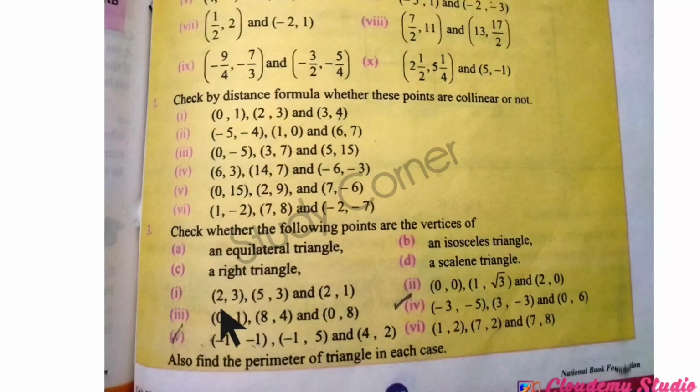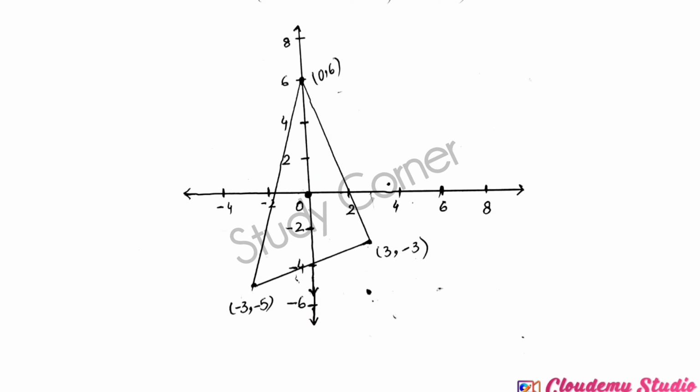Part 5, question number 3, part 4, sorry. The points are minus 3, minus 5; 3 and minus 3; 0 and 6. These are the vertices of the triangle. Now we check. Firstly, we plot these vertices. So this is the sketch of the triangle. Here it is minus 3, minus 5.